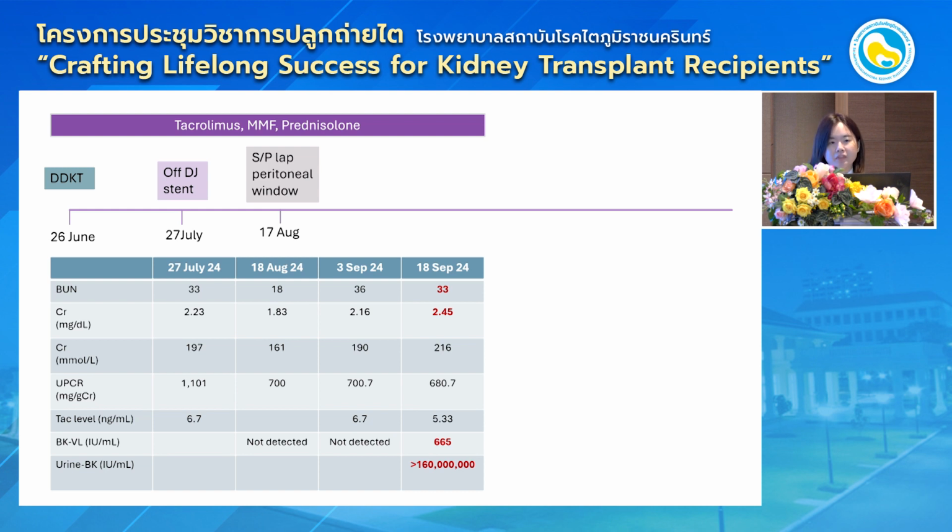After creatinine rose, I tested the BK viral load. Actually, I do interval surveillance, but it was not detected before. This is the first time we detected the BK viral load. The peak is only 665. So this case has BK viruria with a low titer of BK viremia.